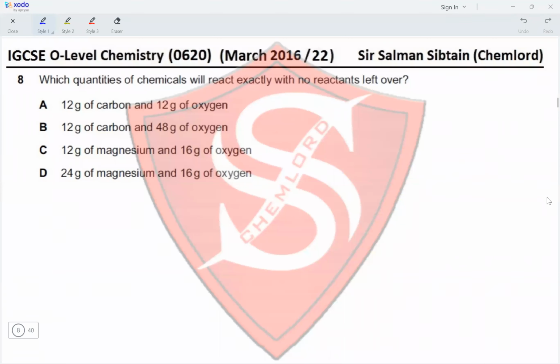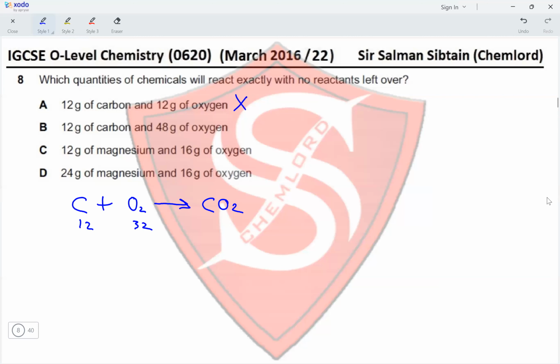Question 8. Which quantities of chemicals will react exactly with no reactants left over? So 12 grams of carbon, that is 1 mole, reacting with 12 grams of oxygen. So 1 mole of carbon, if it reacts with 1 mole of oxygen, it would produce CO2. So if 12 reacts, then it would react with 32 grams of oxygen. And since the amount of oxygen is limited, that means the amount of carbon will be left behind.